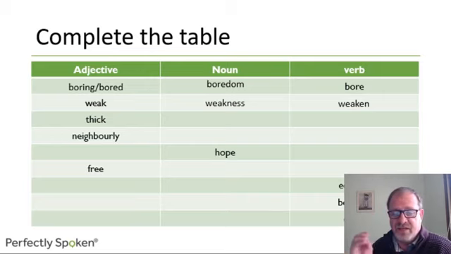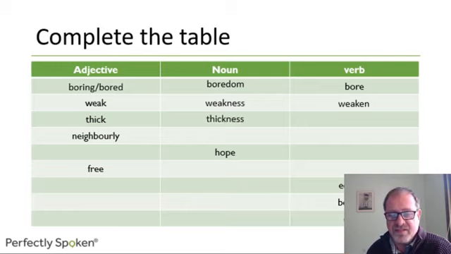This is a common verb ending. We take the adjective and add en. There are a number of adjectives like that. For example, long, length, lengthen, and so on. So with thick, what do you think the noun from thick is? Of course, thickness, and the verb, it follows the same pattern as weak, is thicken, to make thick, to thicken something.